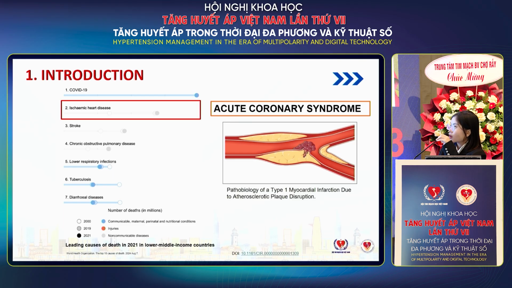As we all know, coronary artery disease is one of the leading causes of mortality in the world. According to the World Health Organization in 2021, ischemic heart disease is the second most common cause of death in lower middle income countries, including Vietnam. And among its clinical manifestations, acute coronary syndrome is the most severe and life-threatening form, carrying a high risk of mortality if not recognized and managed promptly.